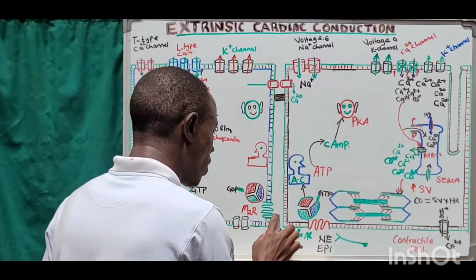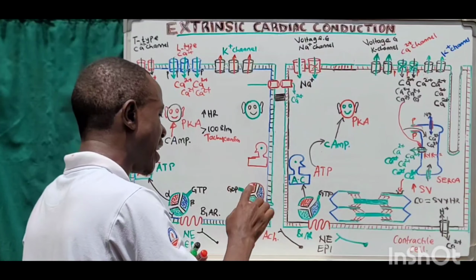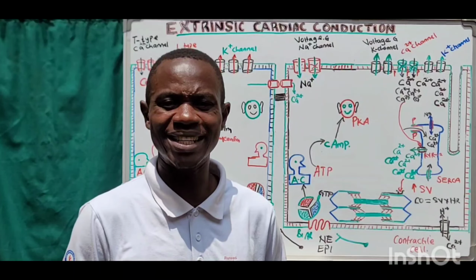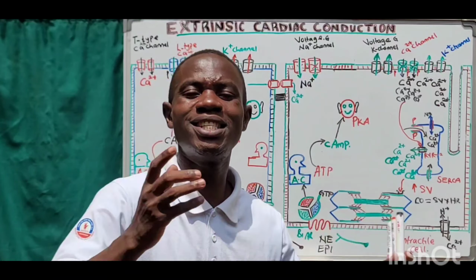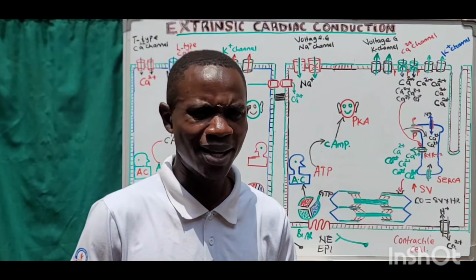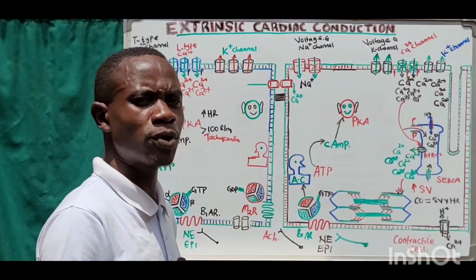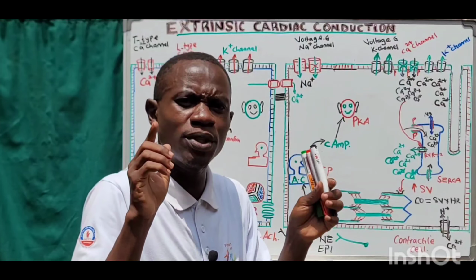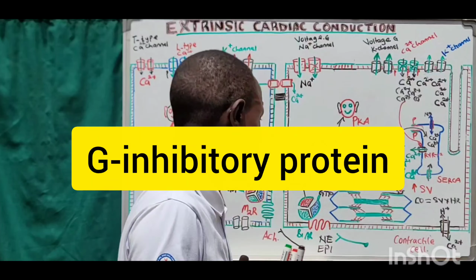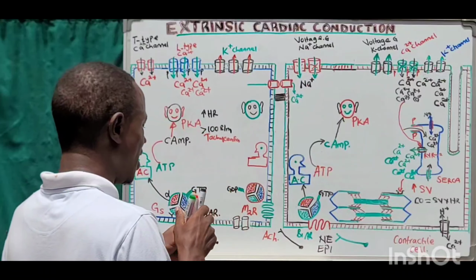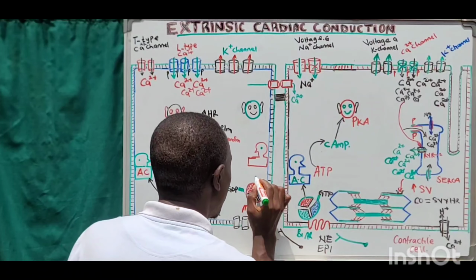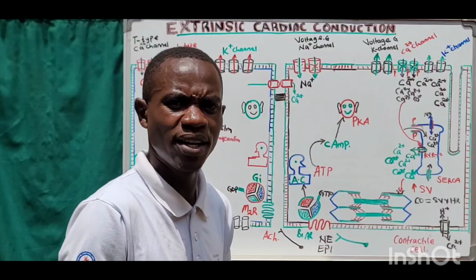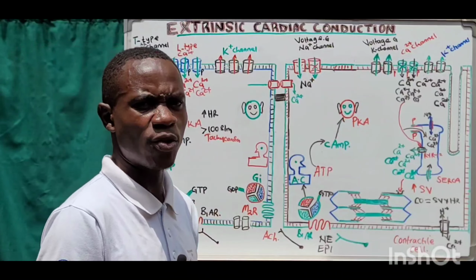Now, when acetylcholine comes over to this receptor, which we are calling the M2 receptor, this receptor also has a G protein, meaning that this receptor is a G protein coupled receptor. The fact that this receptor is a G protein coupled receptor means it contains a specific type of G protein, which we call the G inhibitory protein. You see this G protein here, this one is what you call a G inhibitory protein. Okay, this is how it is different from the beta 1 adrenergic receptor.